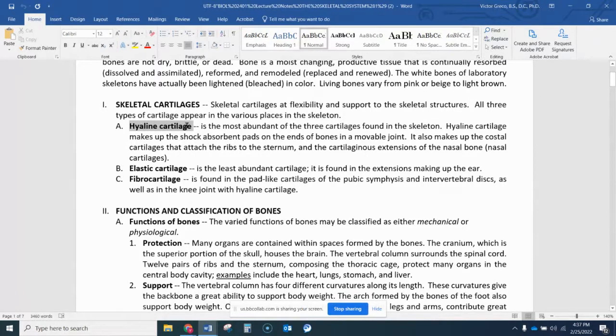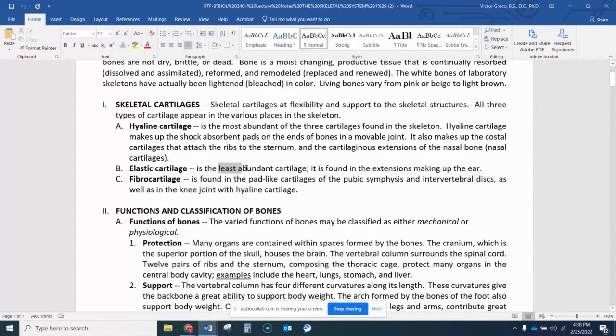But hyaline cartilage is the most abundant. We have more of this cartilage than any other type. It's at the ends of our long bones. It makes up our costal cartilage. That's our rib cartilage. Our ribs become cartilage before they connect to the sternum. We have cartilage in our respiratory system, like around our trachea. So there's a lot of hyaline cartilage throughout the body.